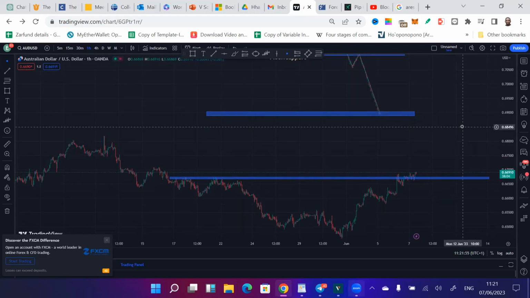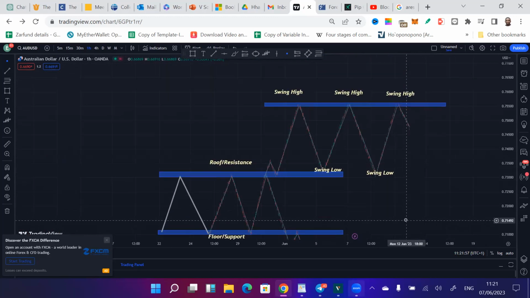Let's see if we can identify, because like I said, you are going to draw this resistance and support, this roof and floor in the market, by yourself. Yes, because the one that you draw by yourself is going to be the most accurate. As we go on, there's a tool I'm going to show you how to use. That tool will help you draw it better.